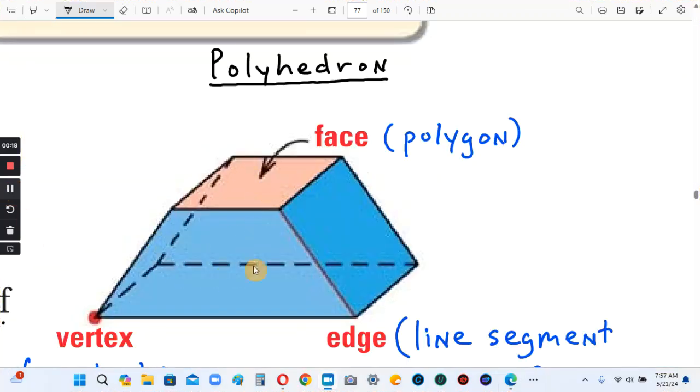So this right here is a polyhedron. Notice it consists of polygons. Each polygon is called a face. You can see that highlighted right here. Each polygon that makes up the polyhedron is called a face.